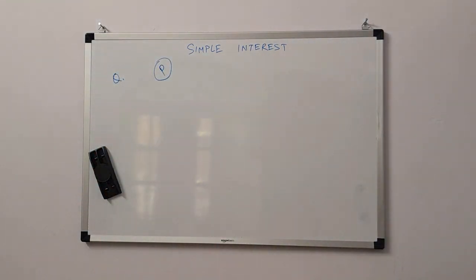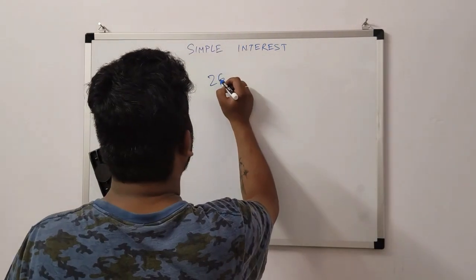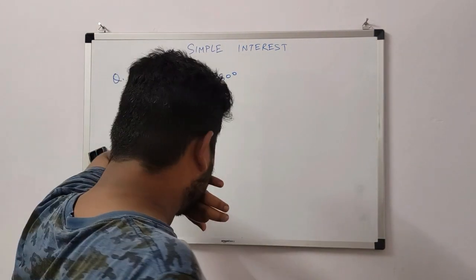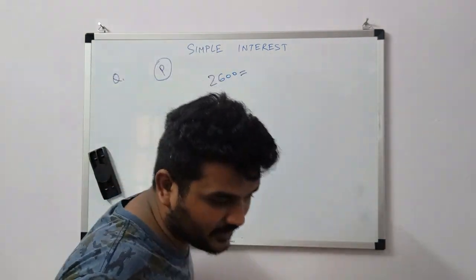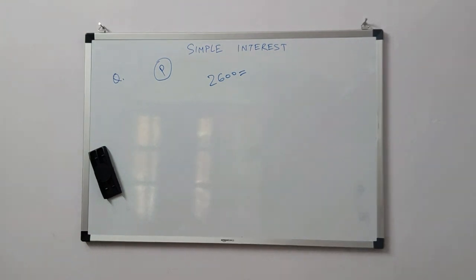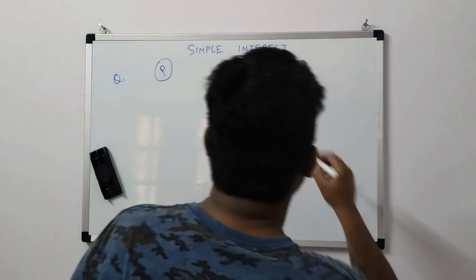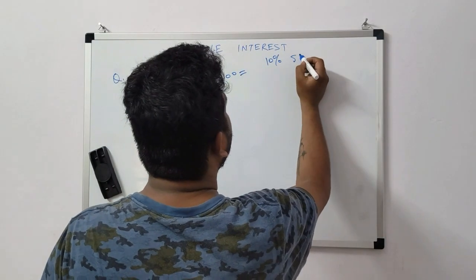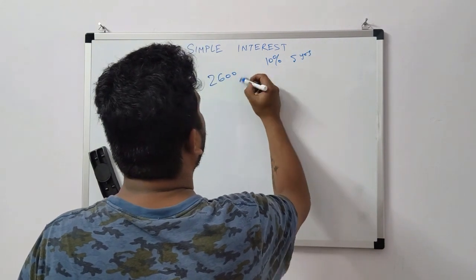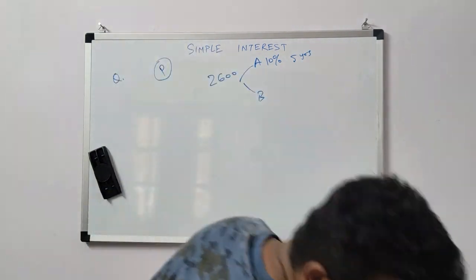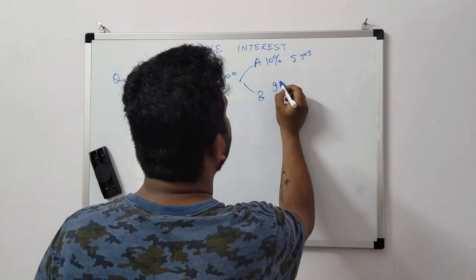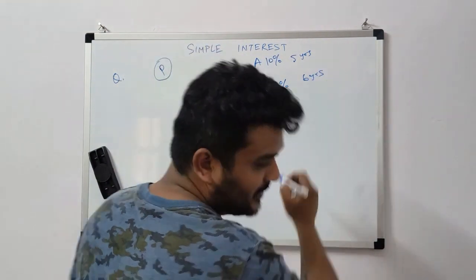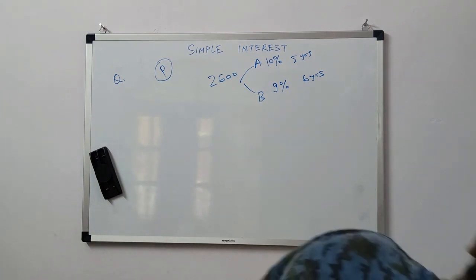Question number 5, a sum of 2600 is lent in two parts. Again the similar lines, but I've only tried to pick very selective questions so that we don't repeat but we cover everything. 2600 is lent in two parts in such a way that interest on one part is 10% for 5 years. Again we can use this A and B. Another 9% for 6 years. What else? The sum lent out at 10%.